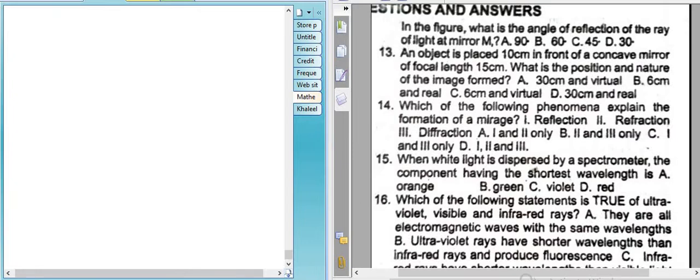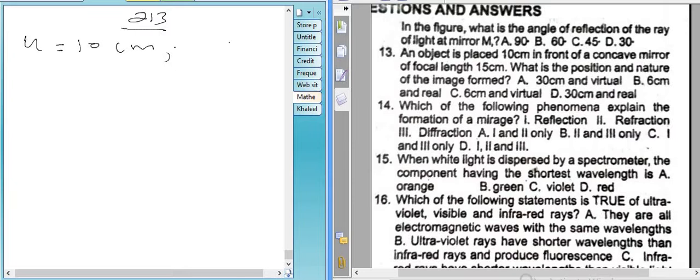Question 13. An object is placed 10 cm in front of a concave mirror of focal length 15 cm. What is the position and nature of the image formed? So let us calculate and then find the answer. Our data is: u is equal to 10 centimeters, that's the distance of the object, and we also have the focal length, which is 15 centimeters. So we need to calculate the distance of the image to determine the nature of the image.